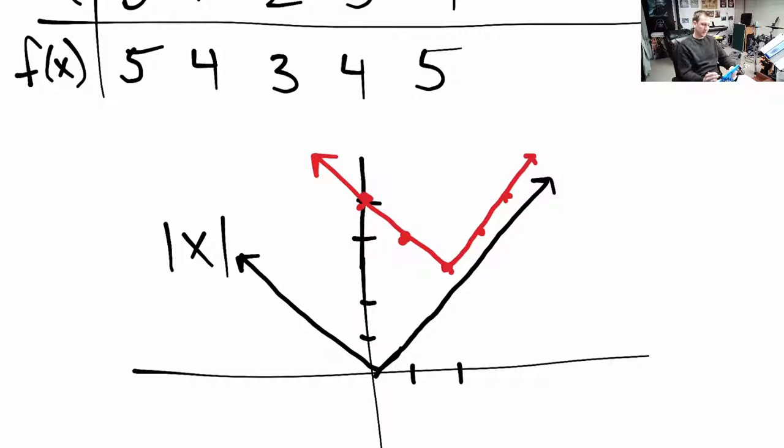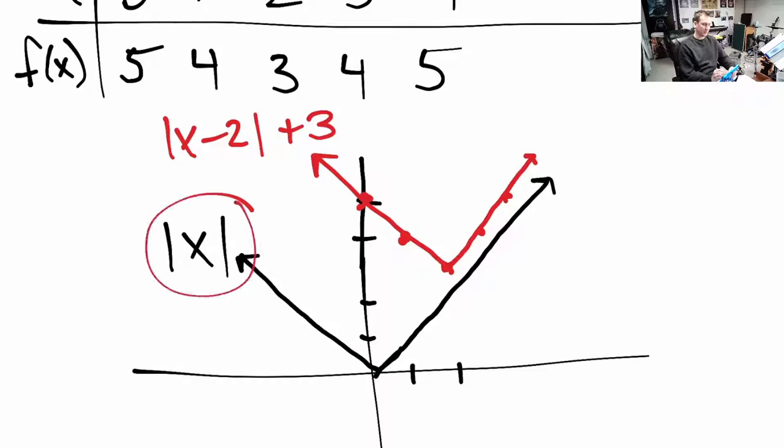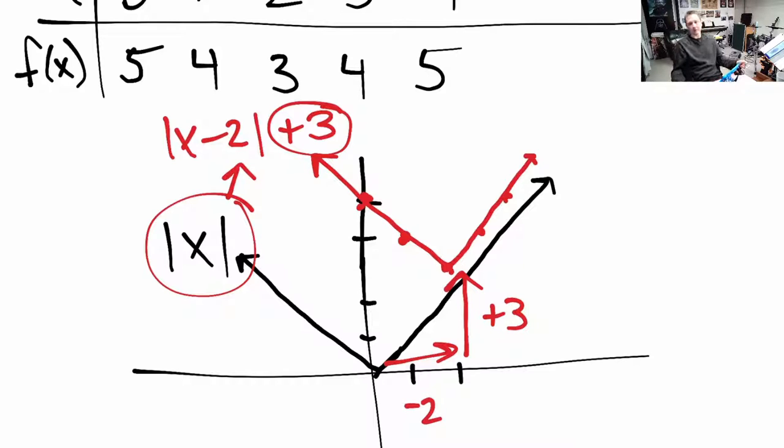And that should correspond exactly to what happened in the rule of a function. We took this original one, we subtracted internally 2. That shifts the whole thing over 2 units. And then sort of externally, we added 3, and that actually shifts the whole thing up 3. So we subtracted 2 from the x's, shifted it to the right, and then we added 3 to the whole thing, and that shifts it up.